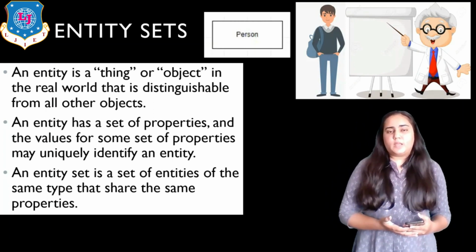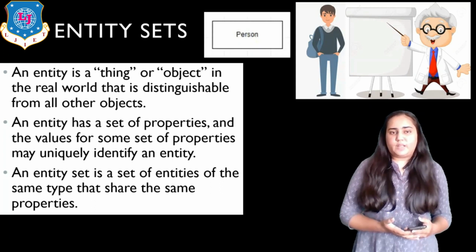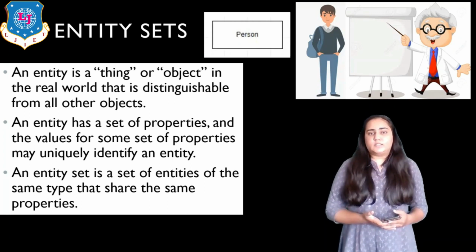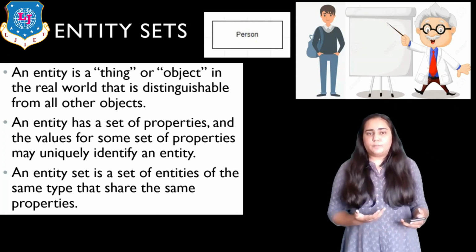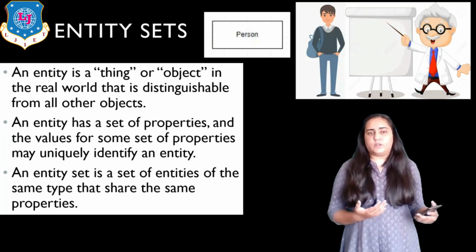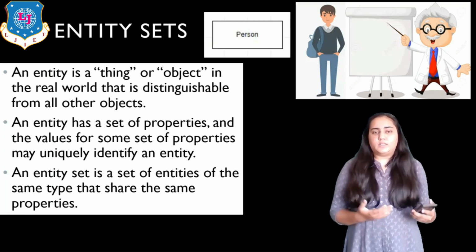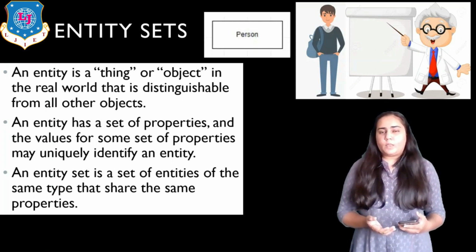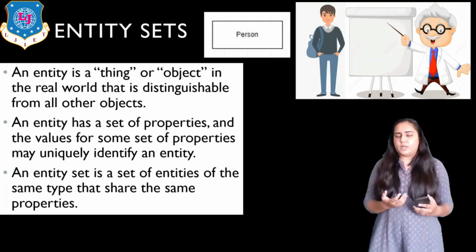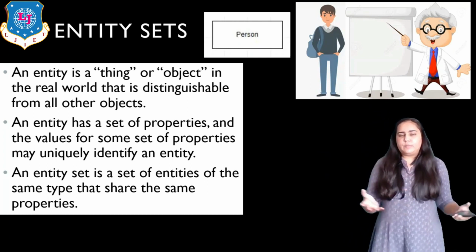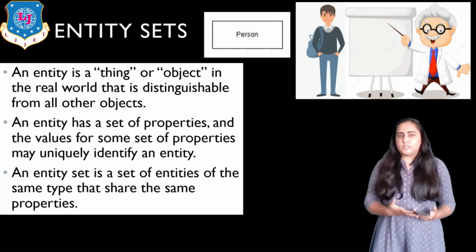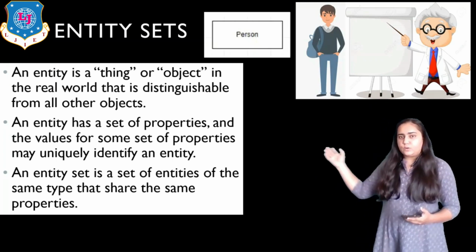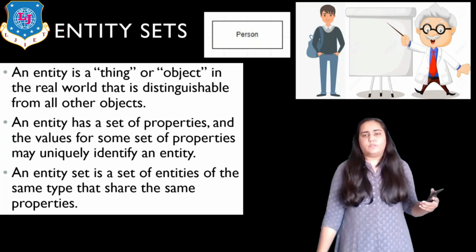An entity is a thing or an object in the real world that is distinguishable from all other objects. And it has a set of properties and values which can uniquely identify each and every entity. And an entity set is a set of entities of the same type that share the same properties. Now here you can see, suppose you are in a university, then you're going to see a lot of people. So you can say that person is an entity. And then that person could be anybody. It could be either a student or a professor, depending on whatever you'd like.